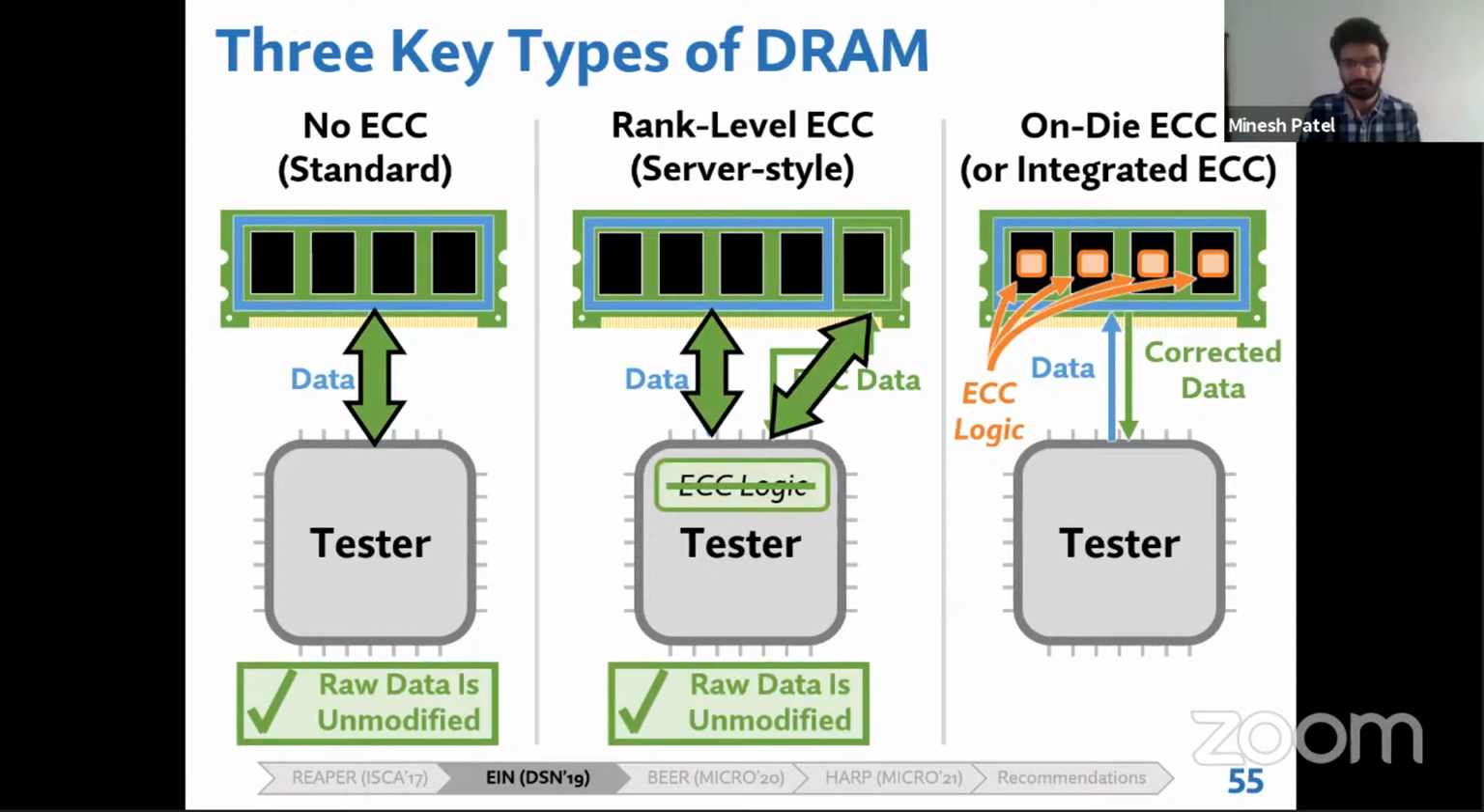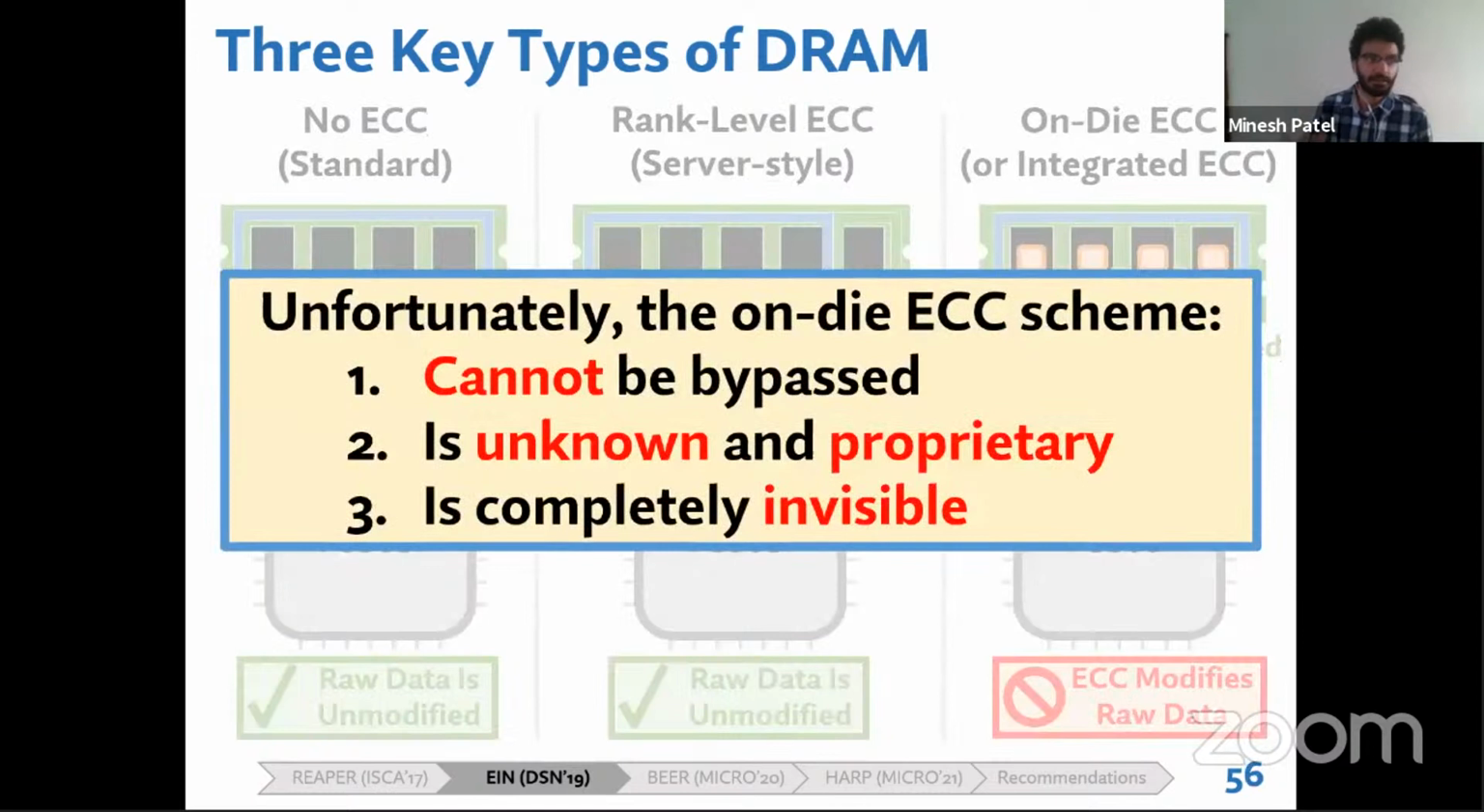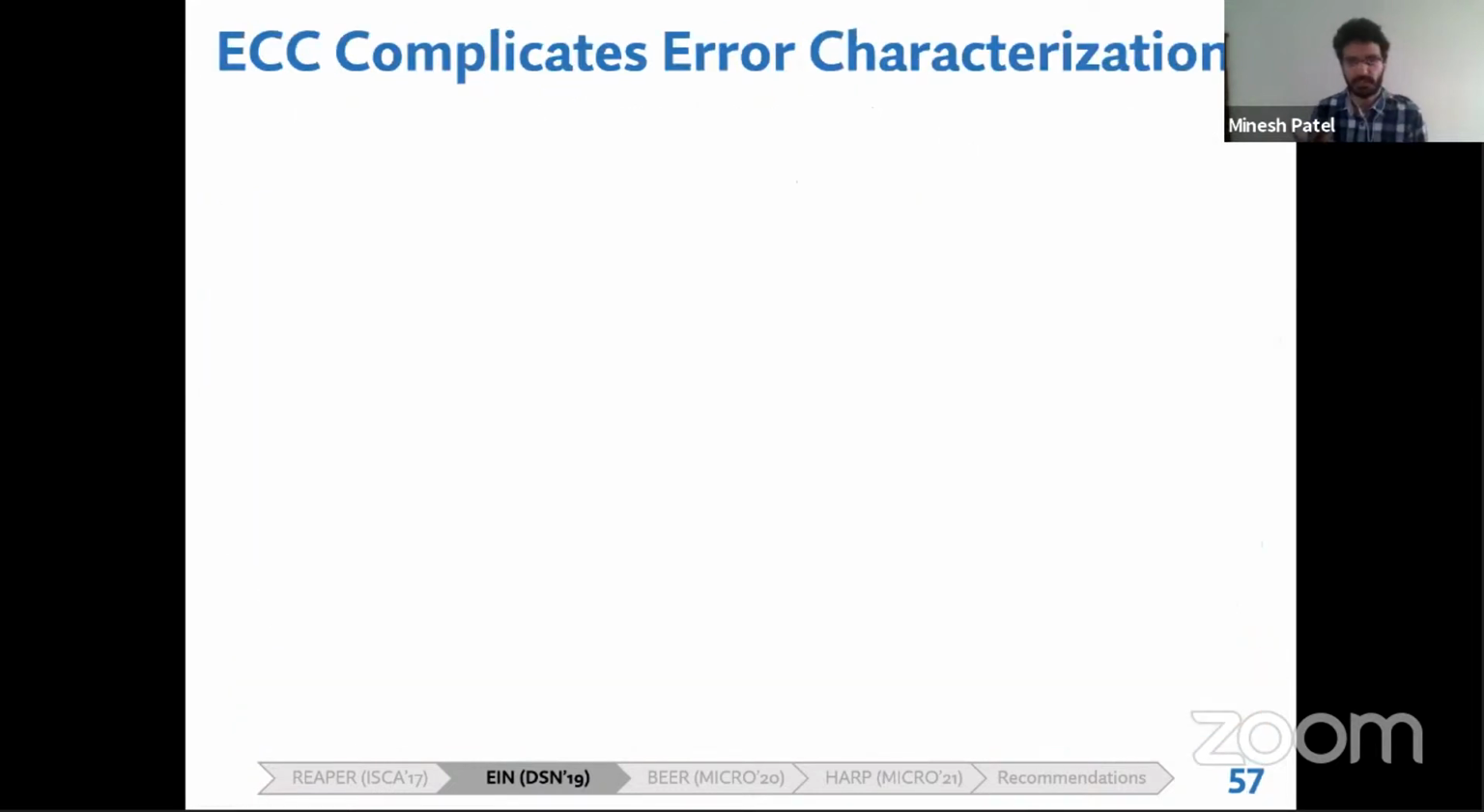In the second type of DRAM device, the same is the case because the tester can simply bypass its ECC logic and communicate directly with the DRAM. However, in the third case, the on-die ECC modifies the raw data in a way that's outside of the tester's control. And unfortunately, the on-die ECC scheme cannot be bypassed. It's unknown to the tester and it's proprietary, and it's completely invisible to the tester. And so let's take a look at how ECC complicates the error characterization process.